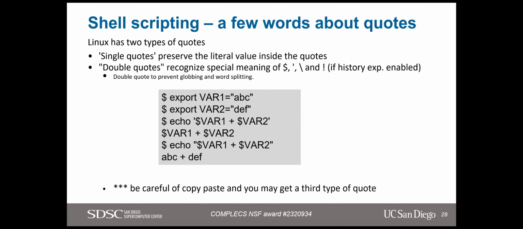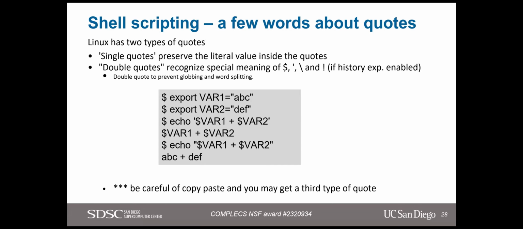So Linux has two types of quotes. There's the single quotes, which preserve the literal meaning of everything inside the quotes. And then there's the double quotes. So this is going to preserve everything inside the meaning, but it's also going to ignore our special characters so that we can use variables and the like.